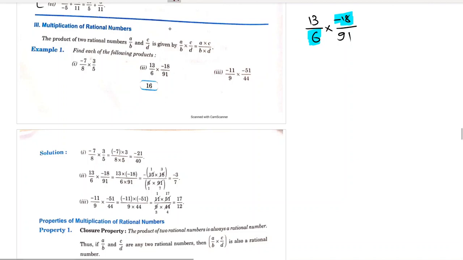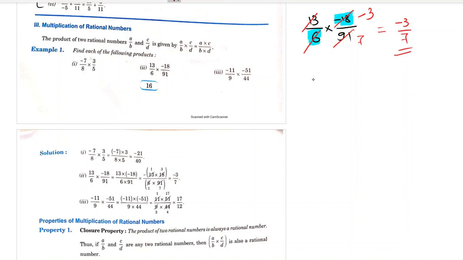So let's do the cutting and see what is happening over here. 6 will cut with minus 18 and give you minus 3. 6 minus 3s are minus 18, and 3 will cut with 91 as 7. 13 will cut: 13 sevens are 91. So the answer will be minus 3 by 7. That's the final answer, right?